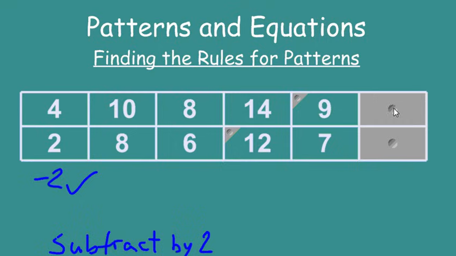Now if you have two blanks, you can pretty much put in whatever you want up here, like 18, and then you just apply the rule. 18 minus 2 would be 16. So that's how these work.